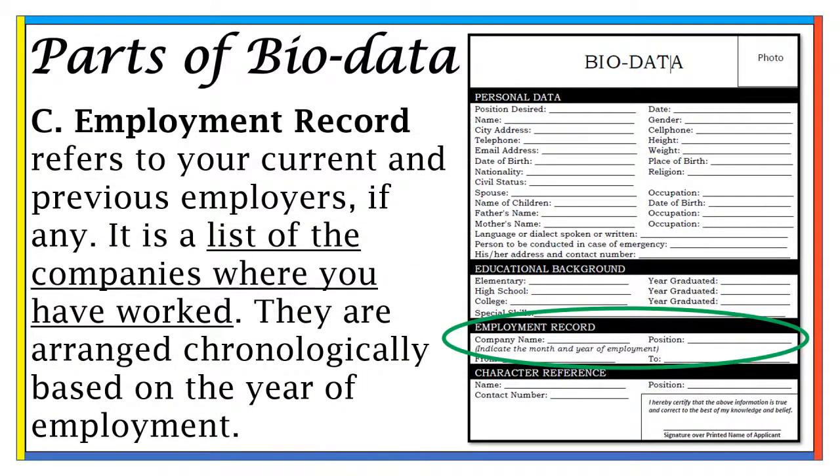Next in line is employment record. It refers to your current and previous employers, if any. It is a list of the companies where you have worked. They are arranged chronologically based on the year of employment. Of course, it includes the name of the company where you came from.